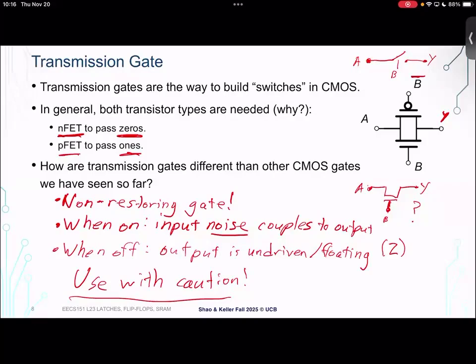So this is our transmission gate. We'll see how to use it in a moment. But any questions about what makes it tick and what makes it a little different than other gates we've looked at?